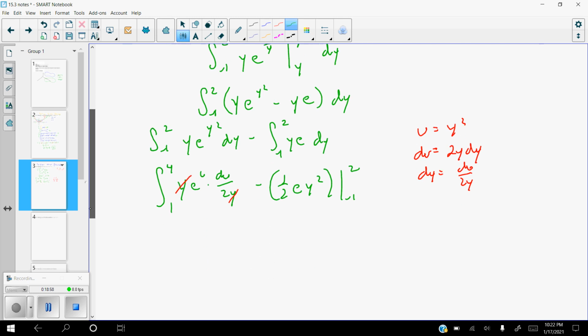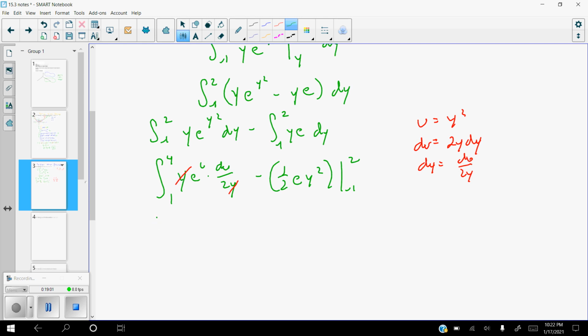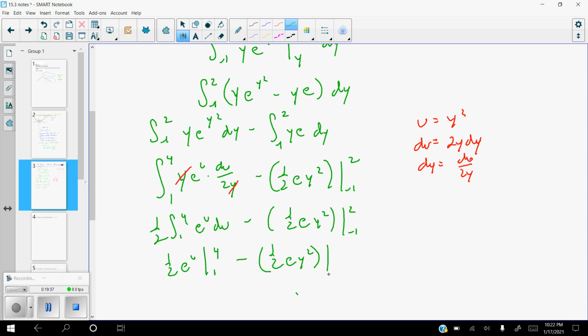All right, let's fix this. So now we are going to actually have to do this. So this will be 1/2 integral from 1 to 4 of e to the u du minus, I have gone ahead and done this one right here. So that's going to be 1/2 e to the y, no, sorry, e y squared from -1 to 2. On the left-hand side here, we are going to get 1/2 e to the u from 1 to 4 minus 1/2 e y squared from -1 to 2.